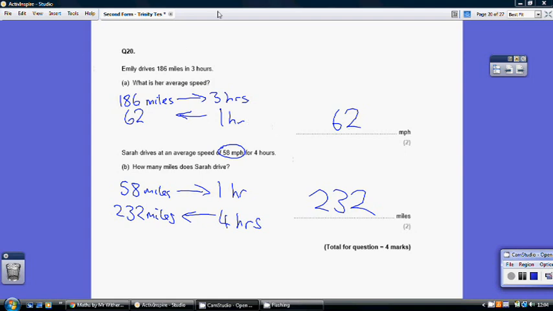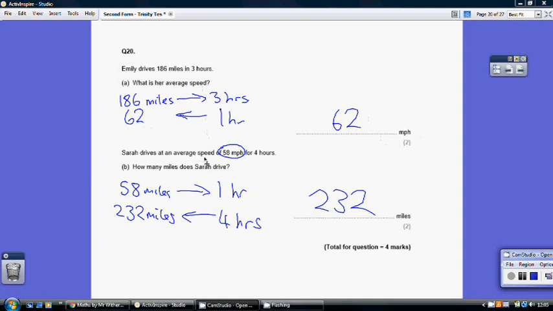Question 20. So Emily drives 186 miles in 3 hours. So what is her average speed? Now, her average speed is how far she goes on average every 1 hour. So we need to think about how far would she travel in 1 hour. Well, 1 hour is a third of the time. So she's going to go a third of the distance. So we're going to do 186 divided by 3, which is giving her an average speed of 62 miles in 1 hour, 62 miles per hour.